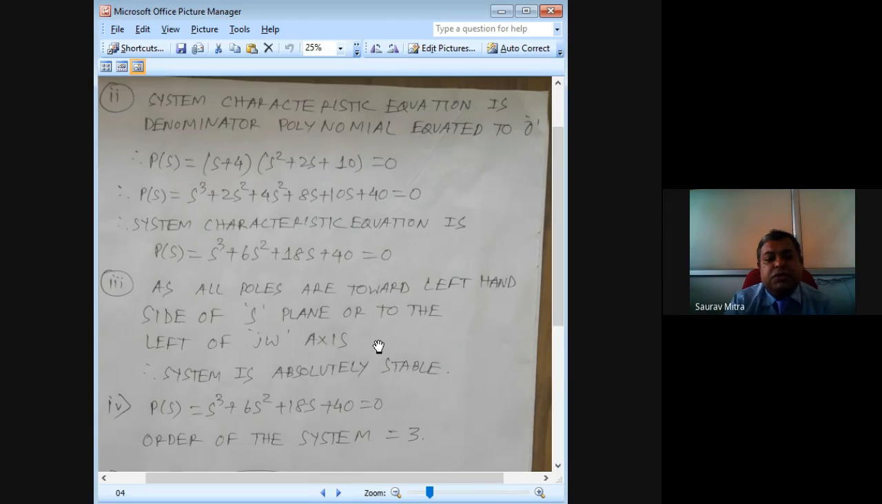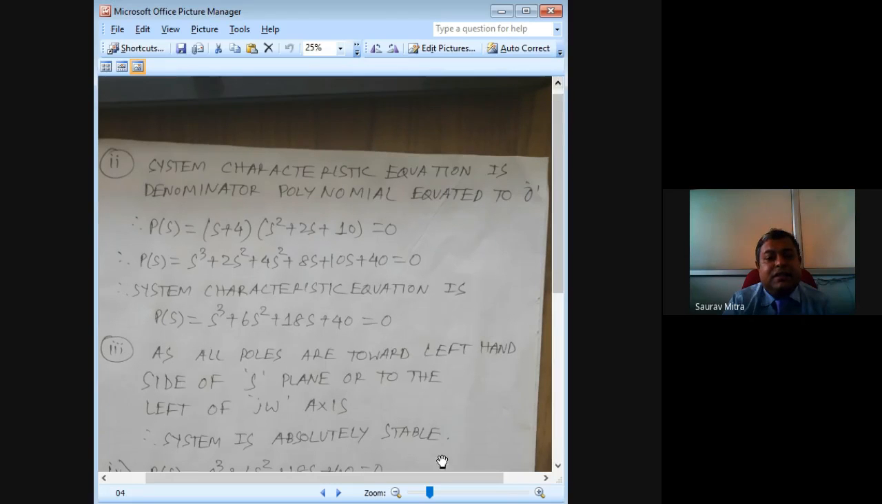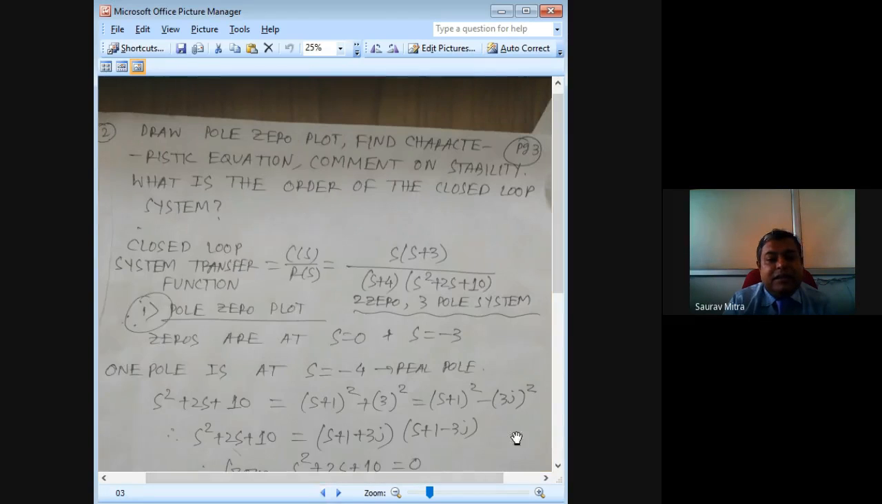So with respect to the j omega axis, we divide the overall domain of the S plane. One part is the left hand side of the S plane, and another is the right hand side of the S plane. If all the poles are in the left hand side of the S plane, it can be a real pole, it can be an imaginary pole, that does not matter. Generally you have a wrong notion that if poles are in the imaginary direction, then the poles are unstable. It is not like that.